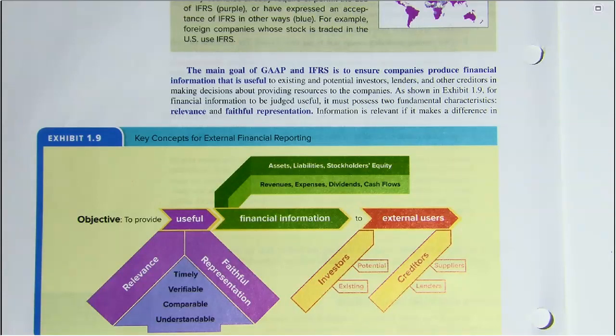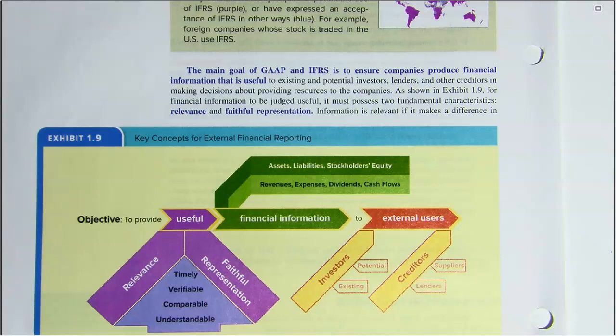We also want to make sure that they're comparable in the respect that they're following generally accepted accounting principles so that we can compare company to company because they're using the same rules. And then finally, information is useful if we can understand it. If reasonably informed users can understand, comprehend, that means, and interpret the information.